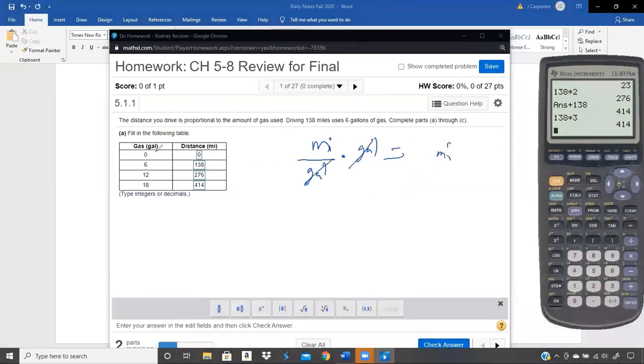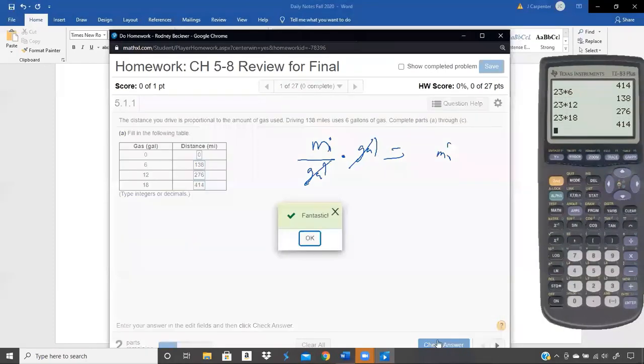Now, of course, you would have to throw the numbers in there, 23 times 6, 23 times 12, or 23 times 18. And guess what, 23 times 6 is 138. 23 times 12 is 276. And 23 times 18, you guessed it, is 414. So they're all good. Fantastic.